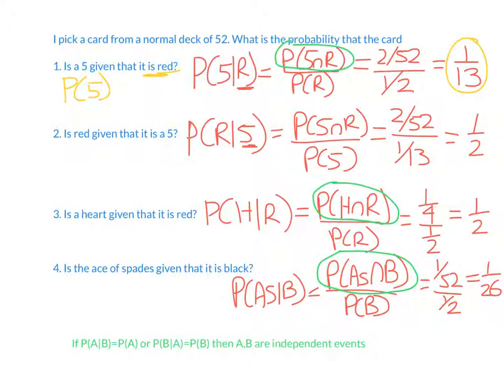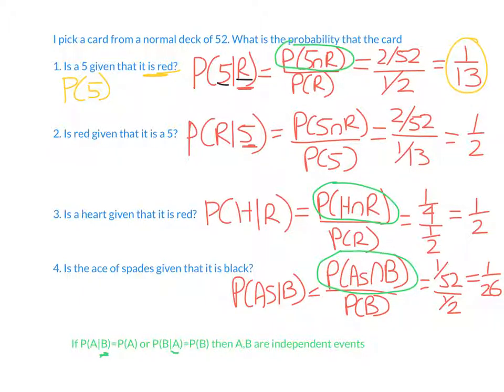I've written the rule down the bottom. If probability of A given B equals probability of A, then A and B are independent events, and that makes sense. What it's saying is this event B doesn't change the probability that A happens. Similarly, if probability of B given A equals probability of B, this event A happening did not affect the probability of B. So in this case, in question 1, because probability of 5 given red was the same as probability of 5, these are independent events.